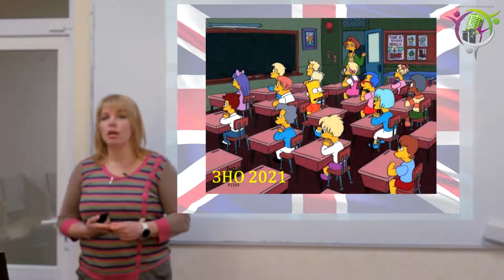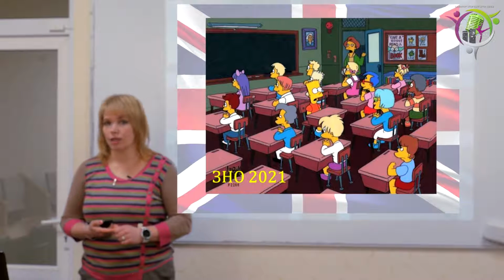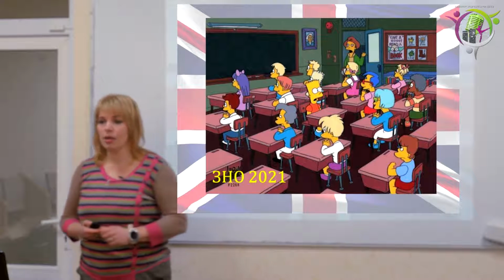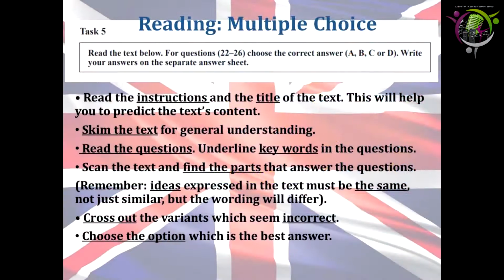As far as you remember, the first task is going to be multiple choice, where you have to choose the correct answer, be it A, B, or C, or even D. So, the general recommendations would be the following. Once again, read the instructions and the title. Why is it important? Because the title may help you predict what the text is going to be about. So, you will be expecting some verbs, nouns, adjectives related to that topic. Then, skim or look through the text for general understanding.